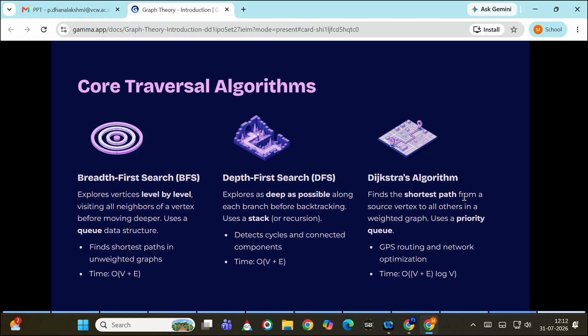Dijkstra's algorithm finds the shortest path from a source vertex to all others in a weighted graph. Uses a priority queue. GPS routing and network optimization. Time O of (V plus E) log V.